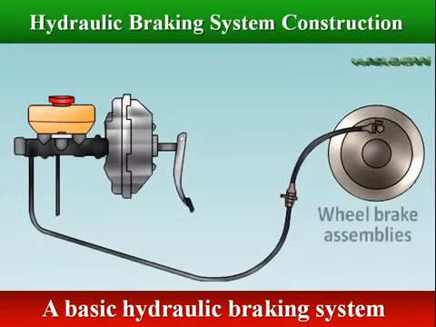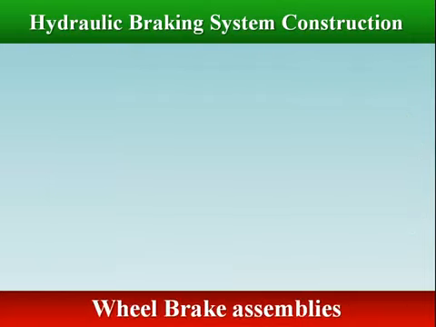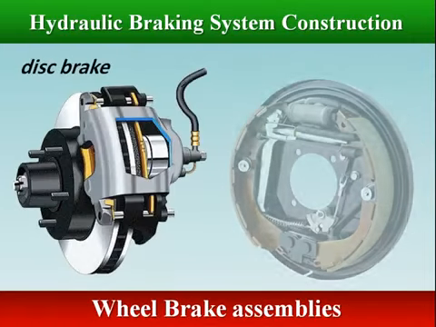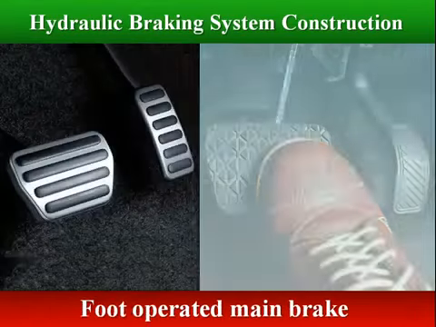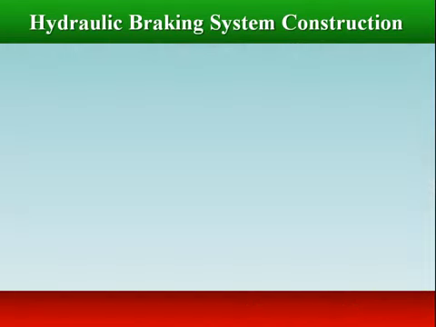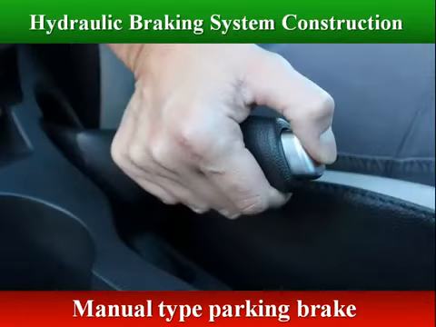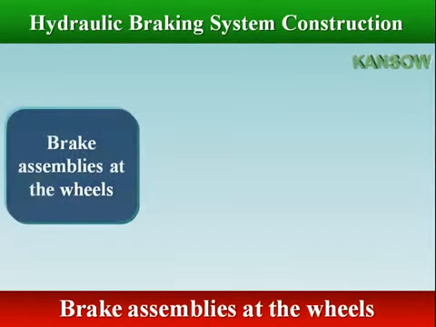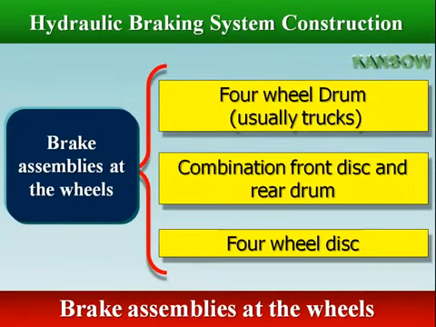A basic hydraulic braking system has two main sections, the brake assemblies at the wheels, and the hydraulic system that applies them. The most widely utilized brake systems at present are the foot-operated main brake when the vehicle is in motion, and the manual-type parking brake when the vehicle is stationary. Some braking systems have all drum brakes, some have disc brakes on the front wheels and drum brakes on the rear, others have all disc brakes.